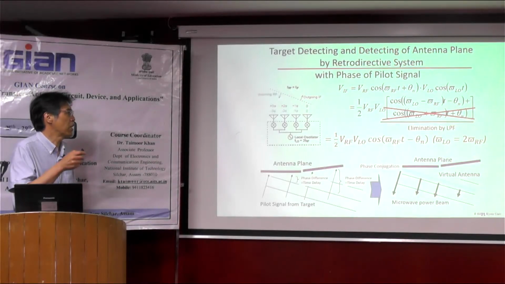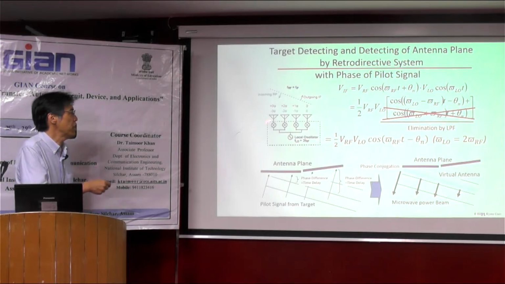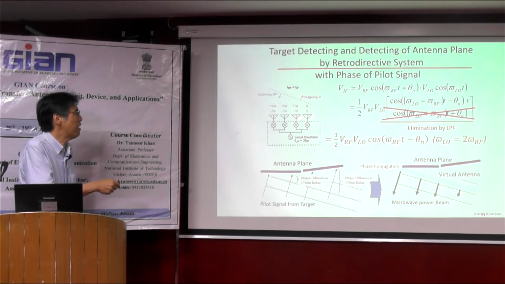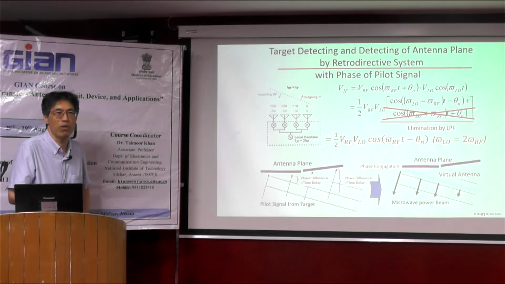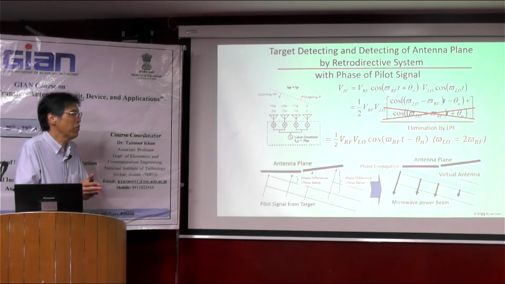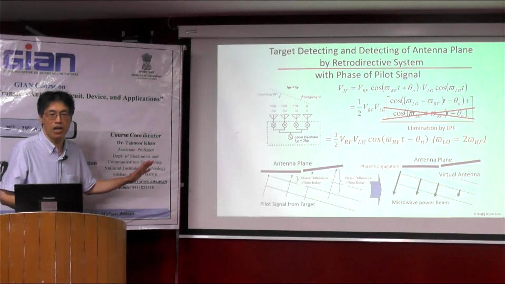It involves target detecting and antenna position detecting, and additionally, there is no phase shifter. So in this case, it's not a phased array antenna. This is just an array antenna. There is no phase control system. So in this case, we cannot control our expected beam form, but automatically we can create the microwave beam from the pilot signal. It's not a phased array antenna, but a retrodirective array antenna.